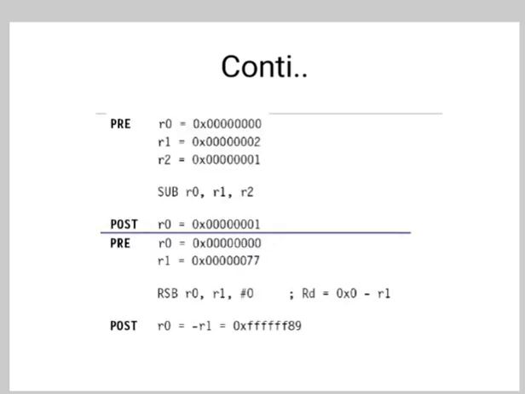So if the R0 value is this, the R1 value is this, and R2, here the R0, R1, R2 values are given. The subtraction instruction we have to operate. So subtraction R0, R1, R2. In R0 the final output will be stored, and it is a normal subtraction. So R0 is equal to R1 minus R2. So this is the value.